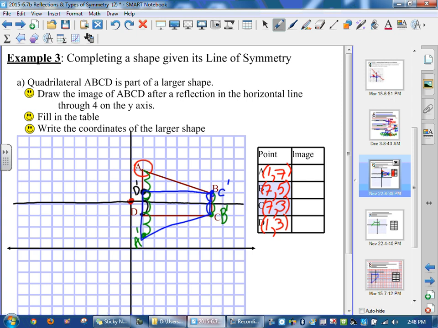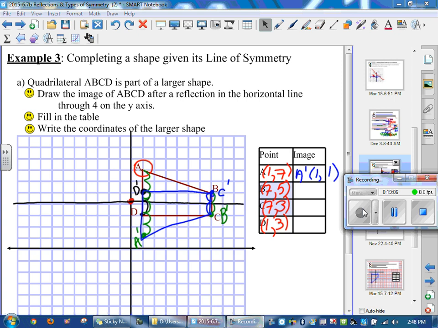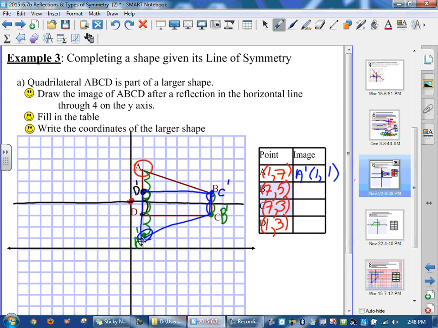We're finding the new locations of our new object. A is down here at 1, 1. B traded spots with C. So B prime becomes 7, 3. C prime traded spots with B and becomes 7, 5. And D prime is above C on the other side and becomes 1 and 5. Okay? And those are our prime ones, the new locations of the new objects.